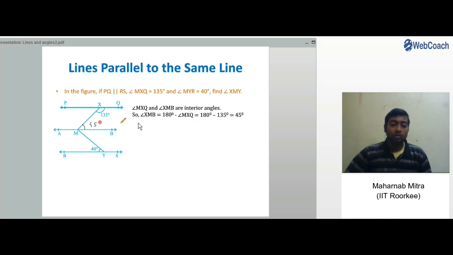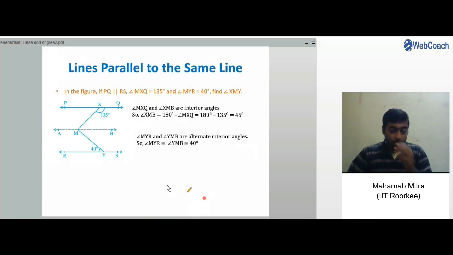Okay, so we get the value of half of the angle, right? For the upper half of the angle we get the value. Let's find out the value for the lower half of the angle, and then what we will do is we will add them up.